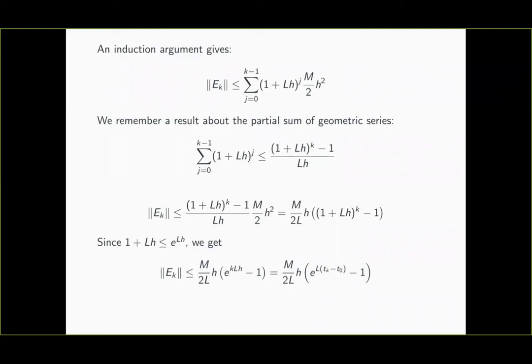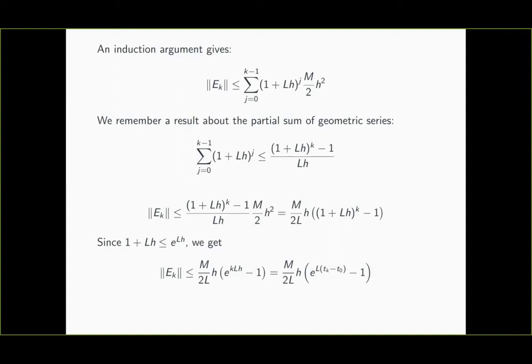Equipped with that, I can simplify my upper bound for the error at time tk. Namely, the Euclidean norm of ek is bounded from above by ((1 + LH) to the kth power minus 1) over LH times M over 2 times h squared. With a few rearrangements, this can be rewritten as M over 2L times h times ((1 + LH) to the kth power minus 1).